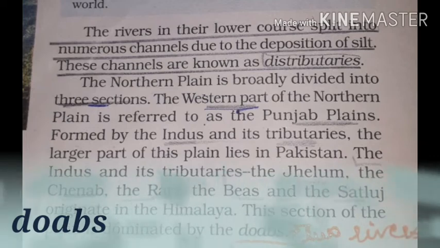It is one of the main rivers in the northern part of India, and it comes out from the Himalayas range. This section of the plain is dominated by the Doab. Actually, this section has two rivers. Doab means two rivers, and this dominated this area because of the water availability. This land is very fertile and highly populated due to food availability and good land.